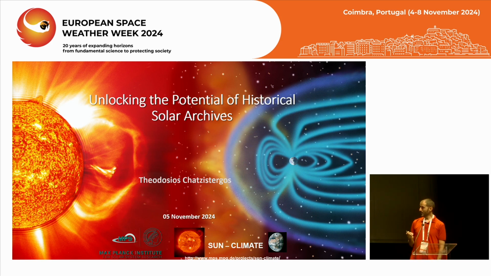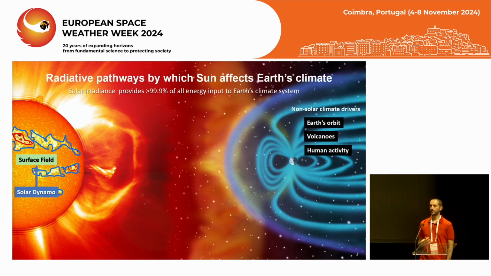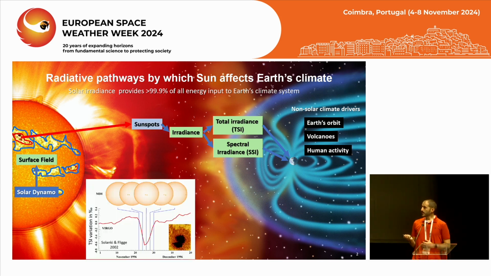I'm going to talk to you about our work on analyzing historical data to understand irradiance variations in the past. Let me start very briefly with the motivation behind this. As we know, the Sun is a very important factor which influences Earth's climate. In fact, it provides almost the entire energy that the Earth system receives, predominantly through radiation, what we call solar irradiance when we measure it outside of the Earth's atmosphere and normalized to the mean Sun-Earth distance. And this is modulated by the solar surface magnetic field.